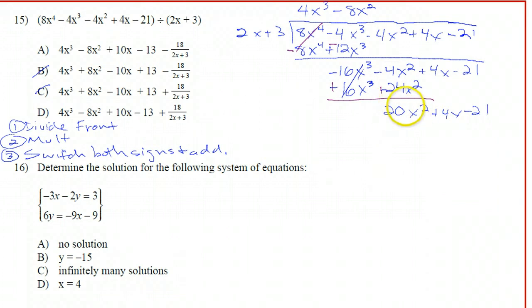So my new front is 20 divided by 2, which is 10, which we can see it still matches up. So 10x multiplying, I get 20x squared. Multiplying there, I get plus 30x. Switching both signs and add.